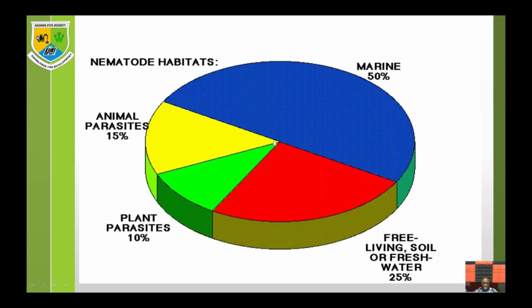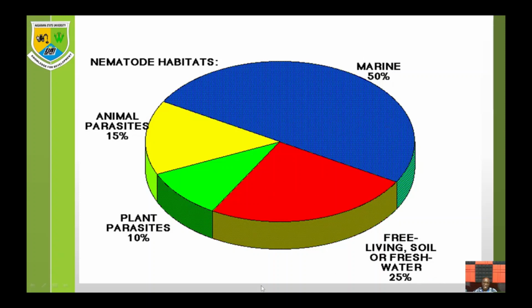The yellow segment here is representing the animal parasitic nematodes. The green segment is plant. I think the choice of color was strategic. Plants are green, so the green color represents the plant nematodes. The free living is represented by a red color here, free living nematodes, and the marine.